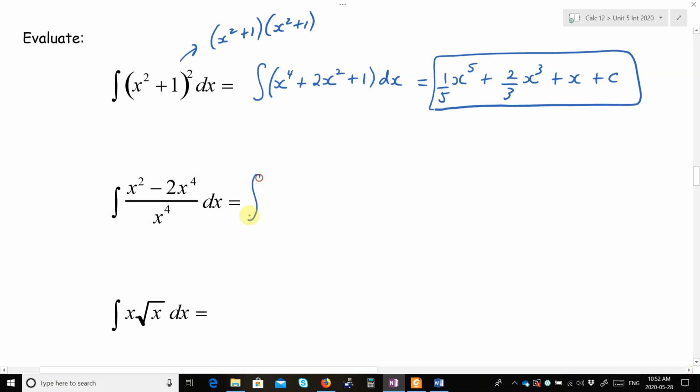Okay, with this one, what you have to do is take the x to the 4th on the bottom and split the fraction like this. Divide the x 4th into both terms, right?